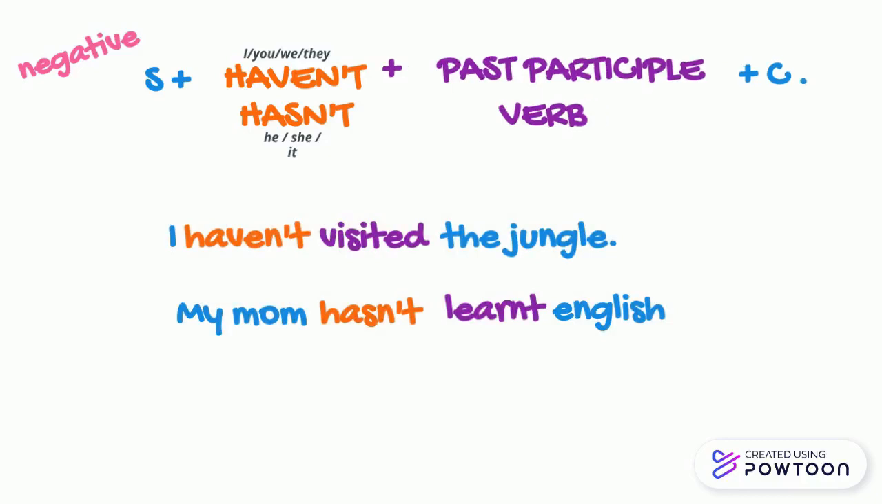As you can see, in present perfect, the verb is always in past participle. In positive and negative, the same, past participle. Maybe regular or maybe irregular, but in past participle, okay? Don't forget.